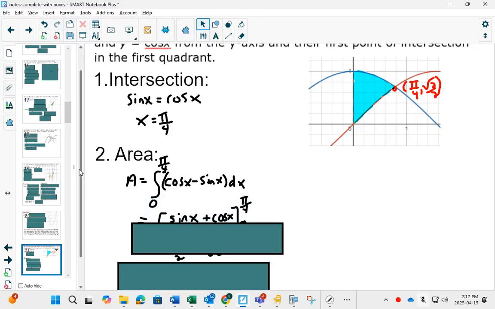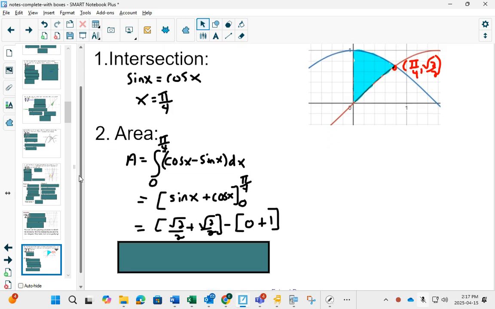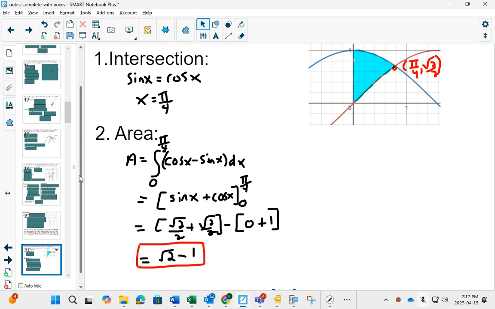Which we could integrate each of them separately. Integral of cos is positive sine. Integral of negative sine is positive cos. And plug in your values from your pi plate, and you get the square root of 2 minus 1.